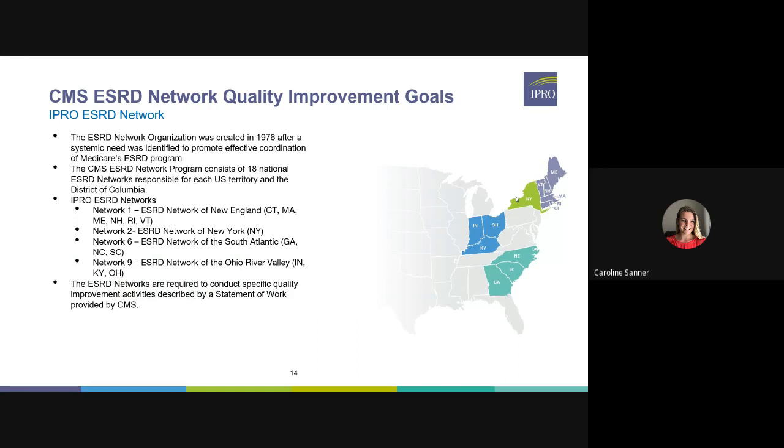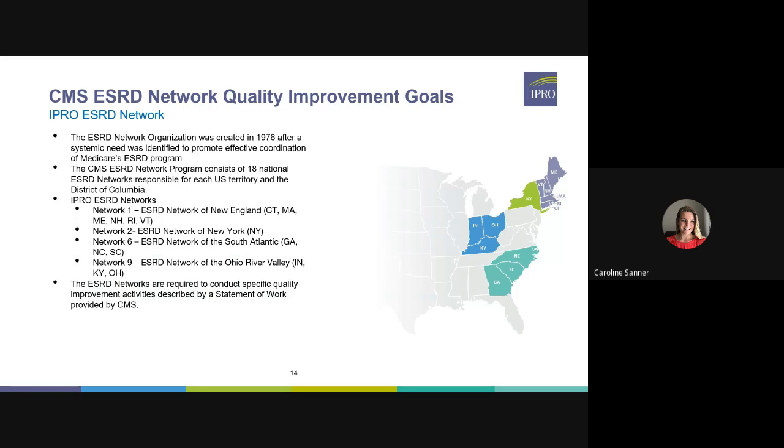Network 1, which is the New England area, Network 2, which is New York, Network 6 of the South Atlantic, which is comprised of North Carolina, South Carolina, and Georgia, and Network 9, which is the Ohio River Valley, are all managed by IPRO. All four networks make up the IPRO ESRD network.